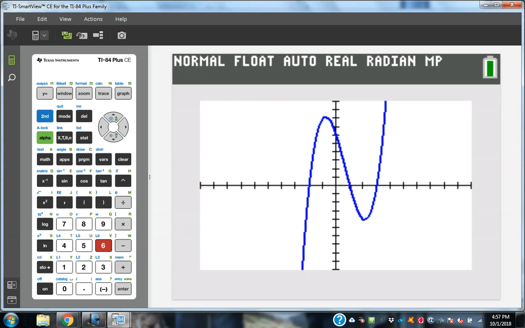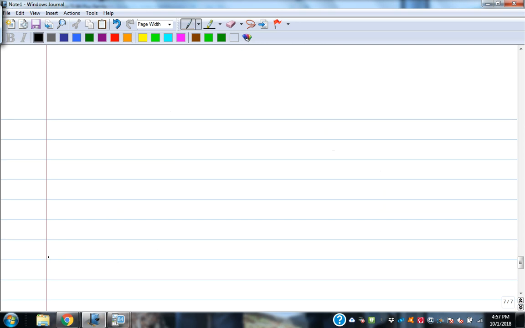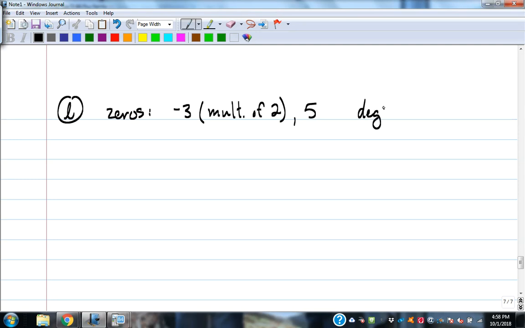Okay. All right, so let's look at one that the multiplicities is involved with. And then we'll move on to the breakdown sections. Here are our zeros. -3 with a multiplicity of 2 and 5. As degree, we'll just go to degree 3.